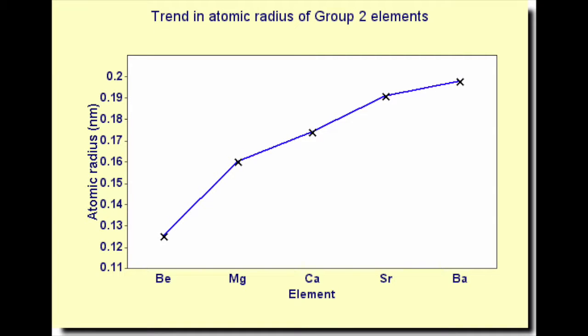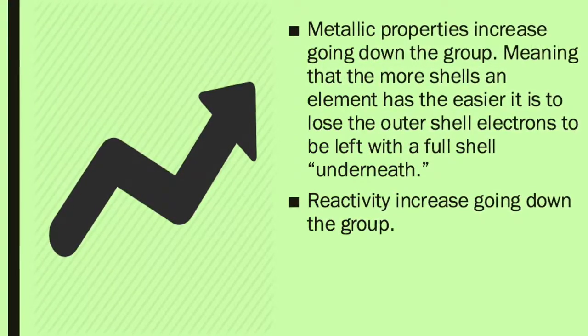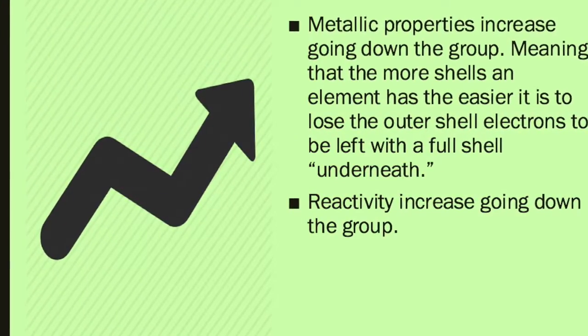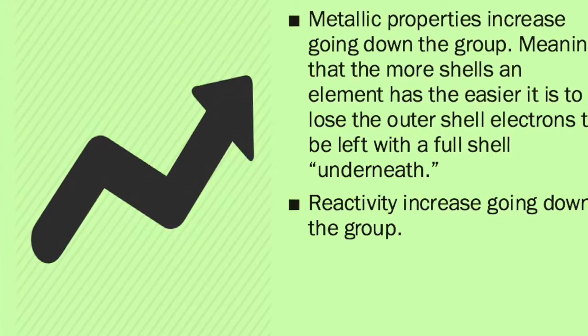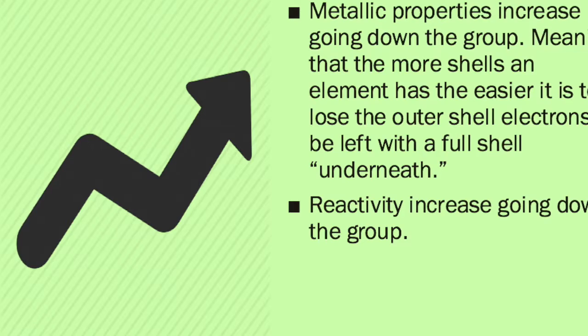As seen in this graph, atomic radius increases down the group as consecutive electron shells are filled. Metallic properties increase going down the group, meaning that the more shells on an element, the easier it is to lose the outer shell electrons, to be left with a full shell underneath. Reactivity also increases going down the group.